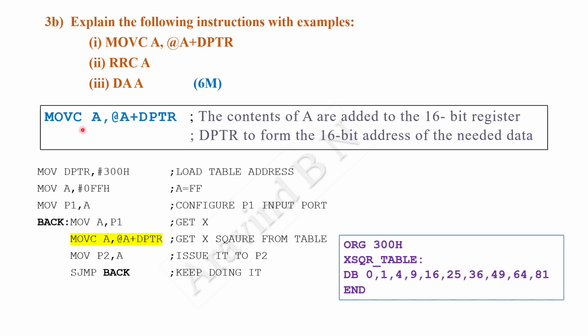First one, MOVC A, @A+DPTR. The meaning of this one: the contents of A are added to the 16-bit register DPTR to form the 16-bit address of the needed data. So first you have to write down this meaning and then any example they are asking. Here we have created a lookup table and this program has been written using this particular instruction in order to access the contents of this lookup table. Like this you can follow up with any other examples using this instruction.